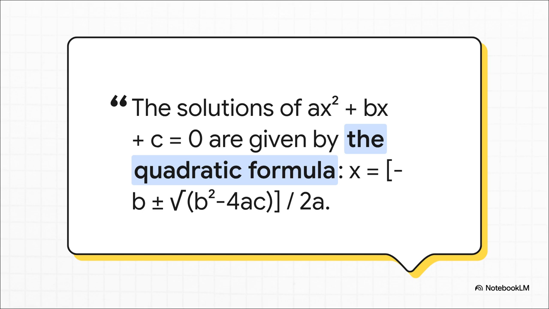Fun fact, this formula is literally what you get if you use the completing the square method on the general standard form equation. For you, the job is simple. Identify your A, B, and C from your standard form equation, plug them in, and just be really careful with the order of operations. This is your fail-safe. It will never let you down.